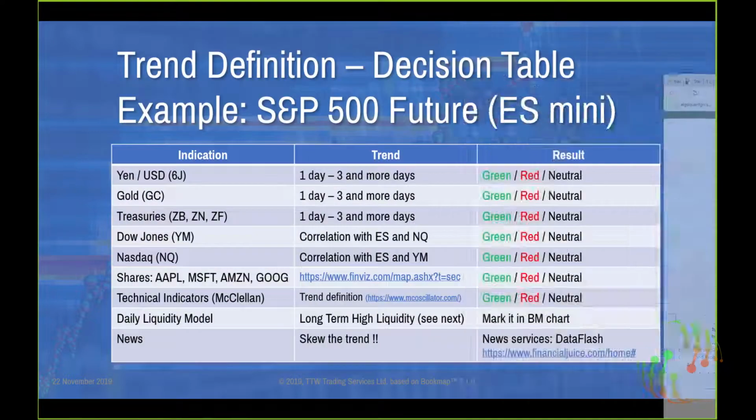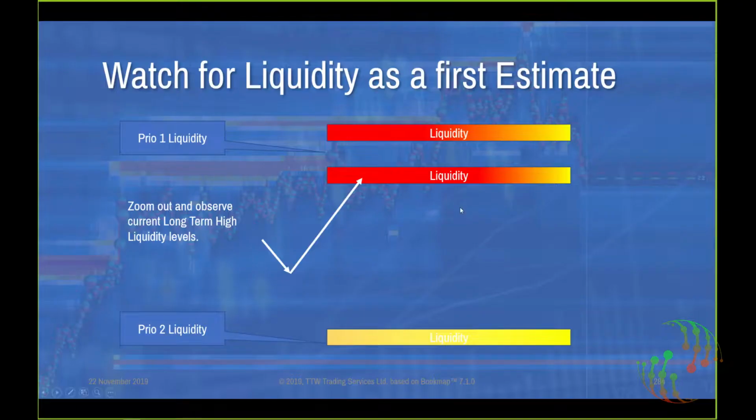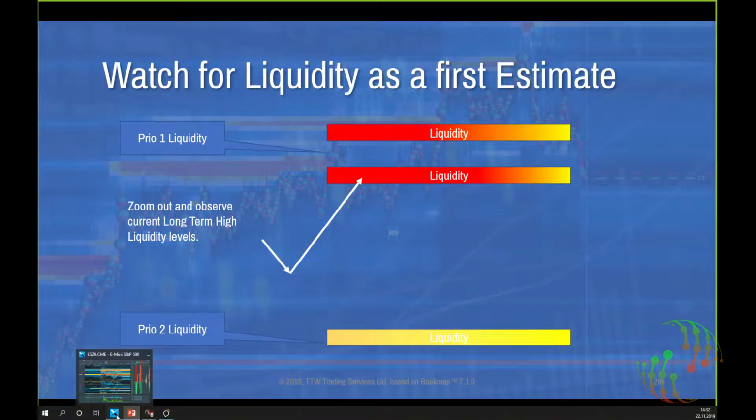So what we see overall in the preparation of our daily trading is that the ES is weak. We have more chances for downside than for upside at the moment. And please think about that news can skew the trend. If anything happens, all what we have on our chart and our decision table is past. What we talked about yesterday also, watch for liquidity as first estimate. That's what I mentioned before.